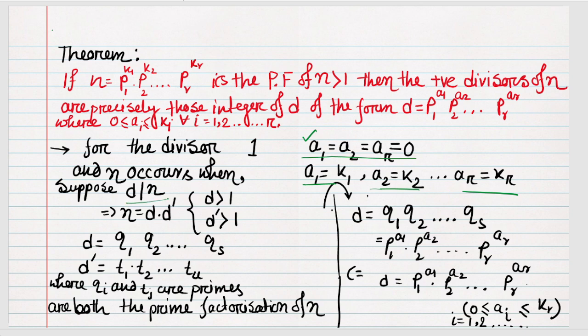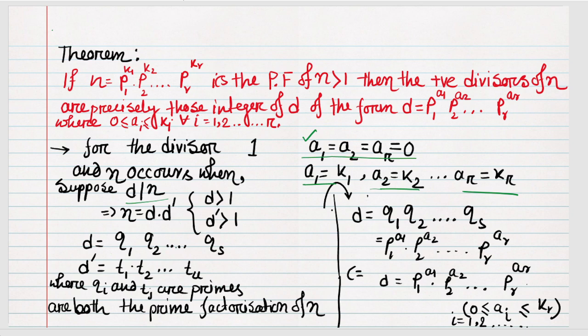Suppose d divides n. Obviously, by our first theorem, if d divides n, then n can be written in the form n equals d times d prime, where d prime is an integer, and both d and d prime are greater than 1.